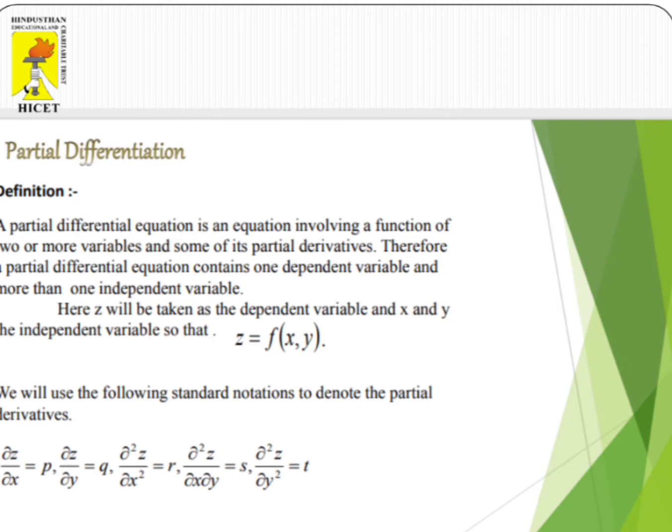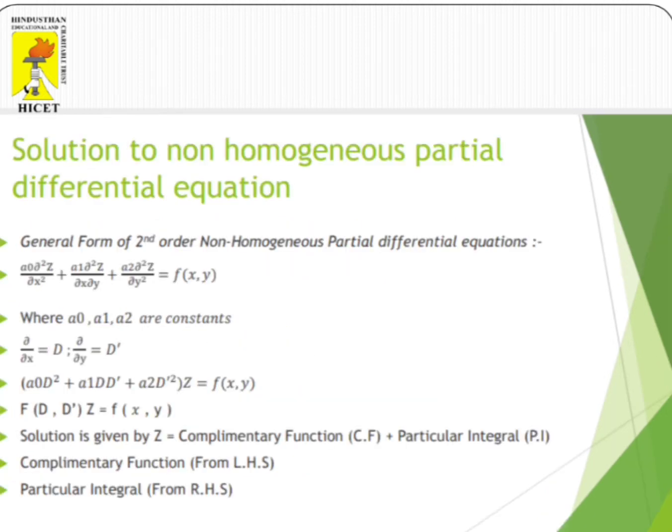Simply, in partial differential equations, the following standard notations can be used: dou z by dou x equal to p, dou z by dou y equal to q, dou square z by dou x square equal to r, dou square z by dou x dou y equal to s, dou square z by dou y square equal to t. Now, how to find the solutions of non-homogeneous partial differential equations?